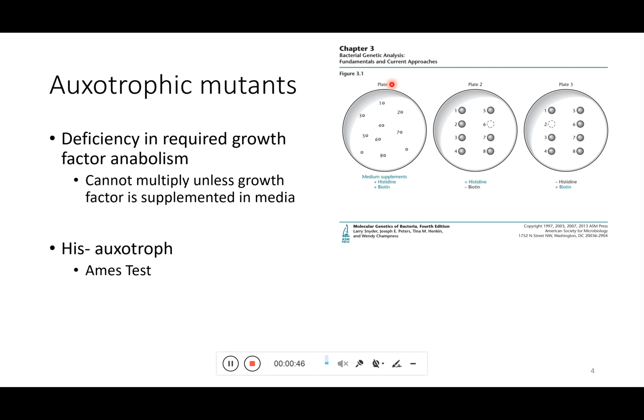So here's plate 1. Plate 1 has all the supplement media needed. So we had to add histidine, add biotin for this particular organism. We grew a bunch of colonies. I don't know why they didn't label 9 and 10, but they labeled 8 colonies. And then they grew it on a plate that was deficient in biotin, still had the histidine. They grew it on another plate that was deficient in histidine, still had the biotin. And as it's denoted here, we lost a colony in each.